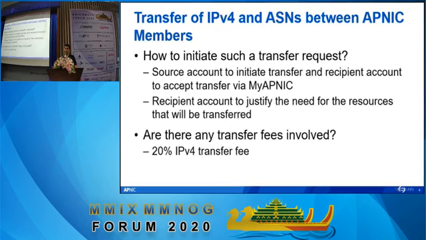So for transferring IPv4 and AS numbers between APNIC members, how do you initiate the transfer request? So to start with, the source account will need to initiate the transfer request through MyAPNIC. And once that is done, the recipient account will then log into MyAPNIC to accept the transfer request. And the recipient account will need to demonstrate that they have the need for this IPv4 address that will be transferred. It is similar to when an organization is applying for new addresses from APNIC.